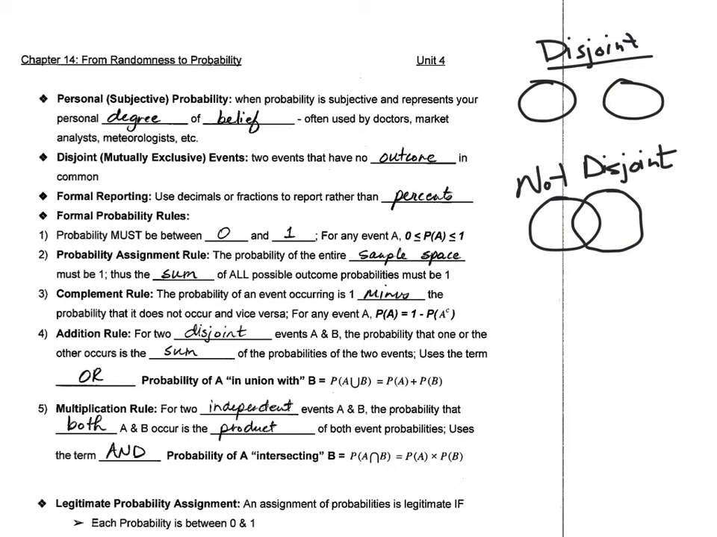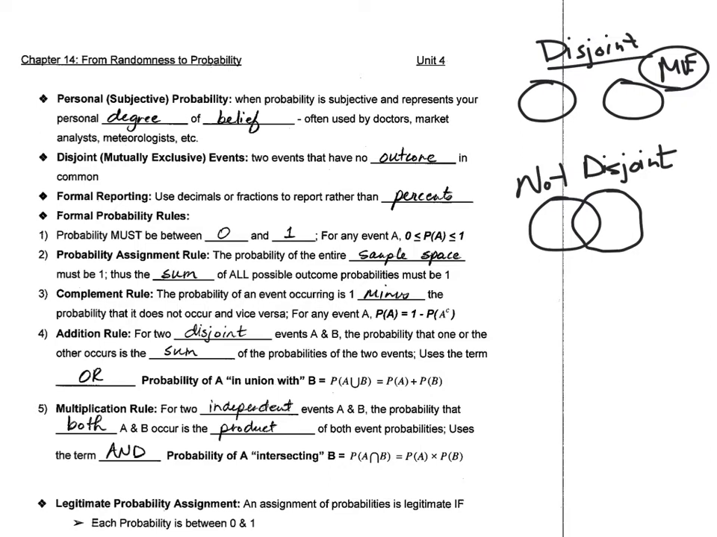Mutually exclusive events are two events that have no outcome in common. So these guys up here are mutually exclusive. Not mutually exclusive means they're not disjoint. That means that they have outcomes in common.